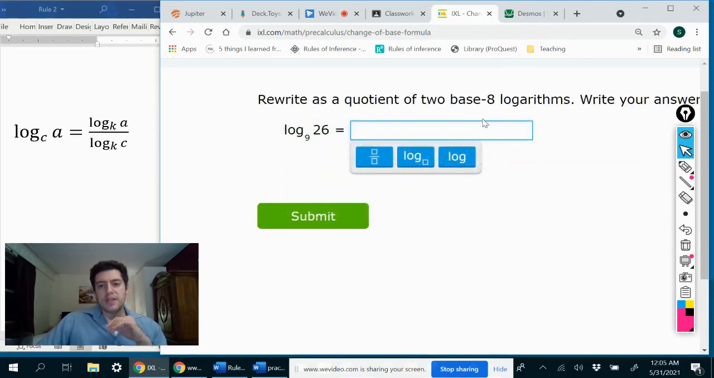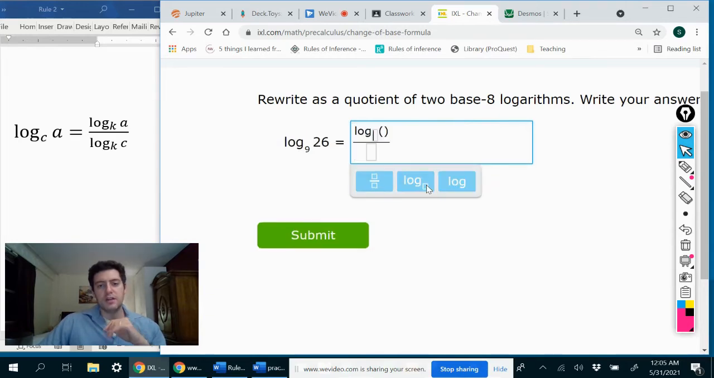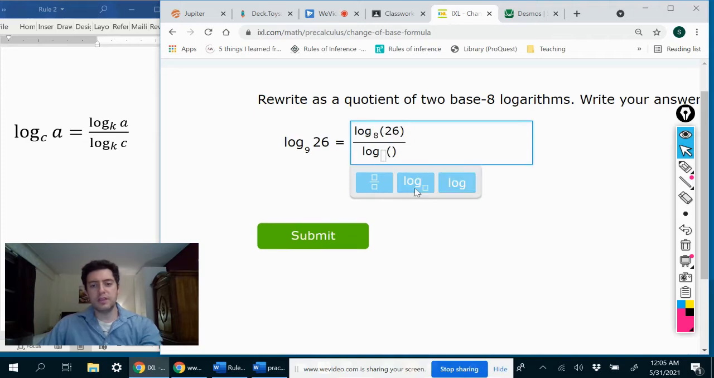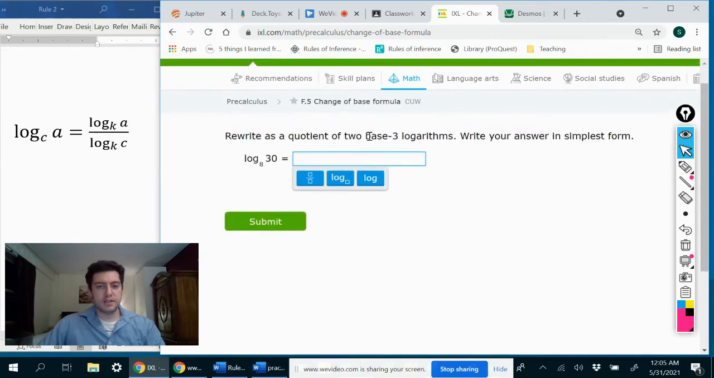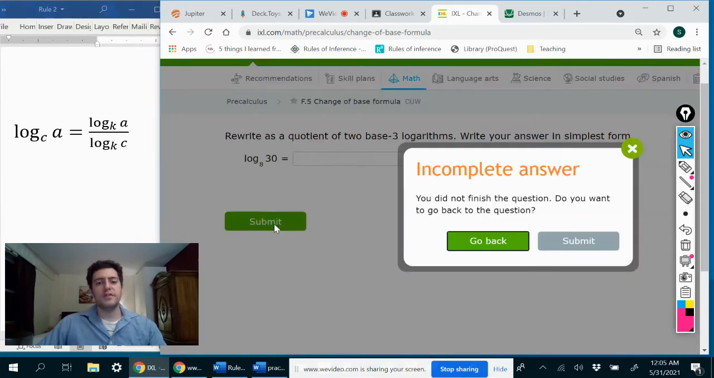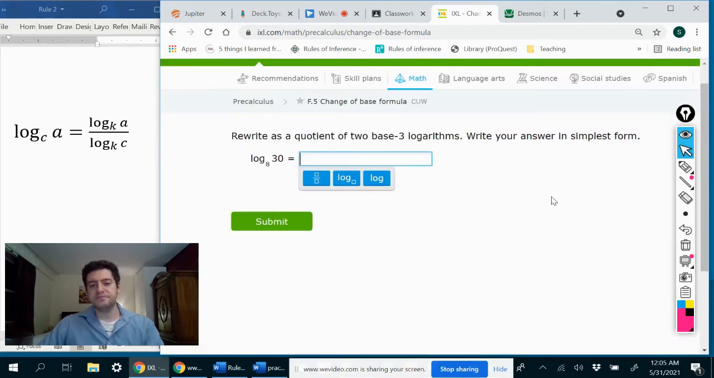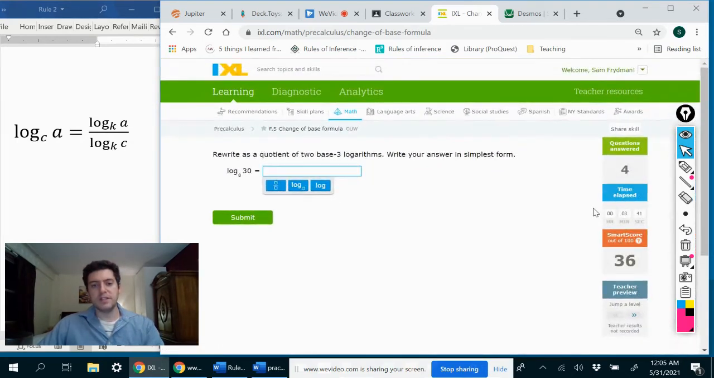Rewrite as a quotient of two base 8 logarithms. Okay, hit the fraction thing again. Log to base 8 of 26 over the log to base 8 of 9. All right, so you can see that it's pretty simple. It's just telling you what base they want you to use, and then you would just put this number in the numerator and this number in the denominator, all right, to this base. If it says common logarithm, then that means base 10, or you could just use this thing over here. But I'm going to skip a level since these are all pretty repetitive.